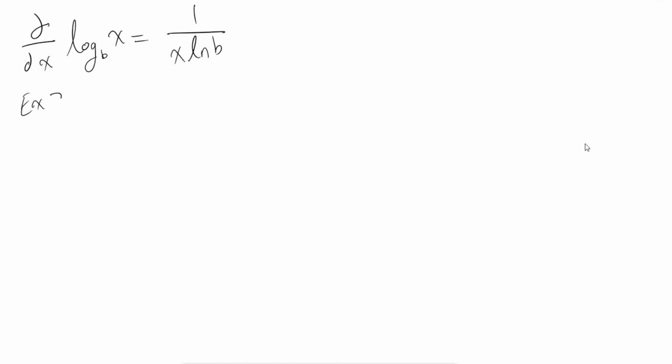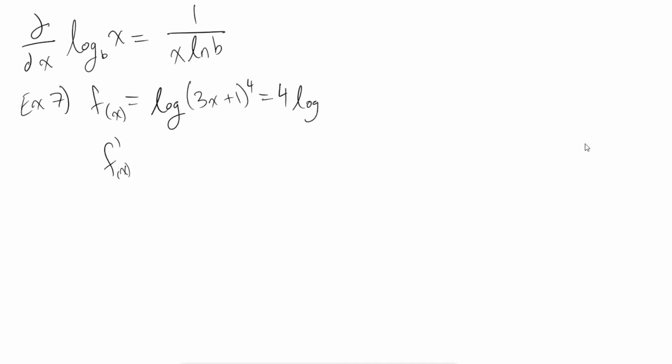So let's just check out example 7 and see one example of it. And once again, we're going to be using our chain rule to solve this. So the function with respect to x is equal to log base 10, so I'm not going to write it, log of 3x plus 1 to the power of 4. Well, what is f prime? What is the derivative f prime of x? First of all, because we have a logarithm to a power, we're going to rewrite this. This is the same as 4 log of 3x plus 1. That's the rule, right?